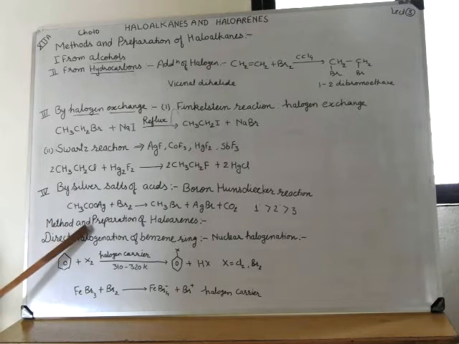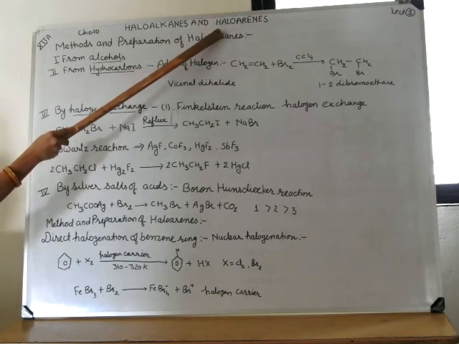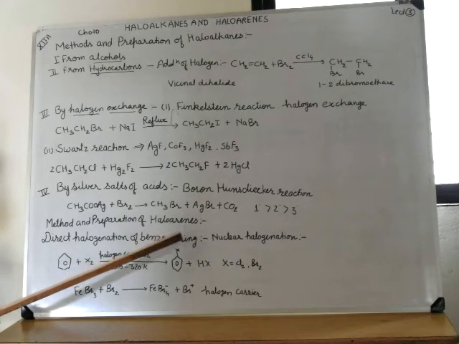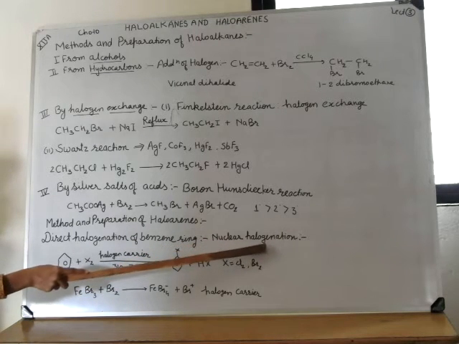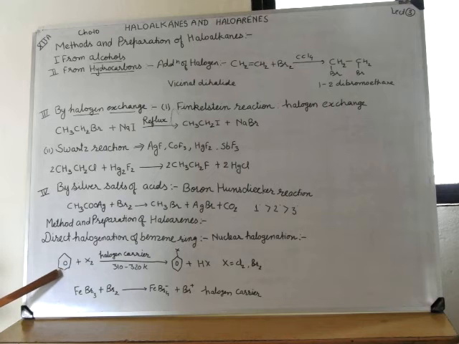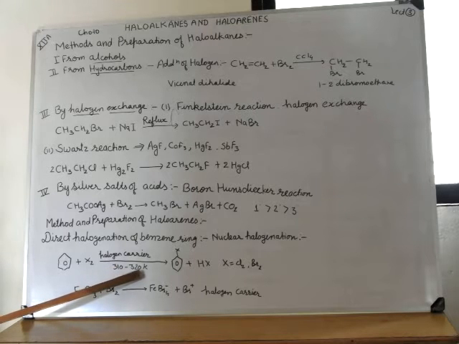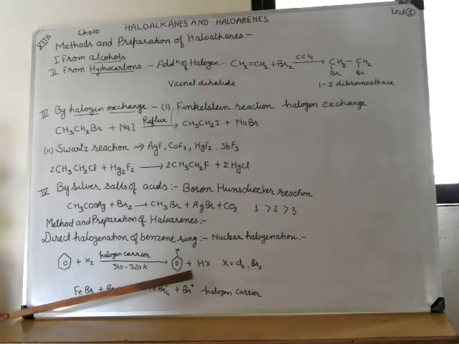Methods of preparation of haloarenes. Now we study the methods of preparation of haloarenes. First, direct halogenation of the benzene ring takes place. This is nuclear halogenation. When benzene reacts with a halogen carrier at 310 to 320 Kelvin temperature, it gives haloarenes and HX.